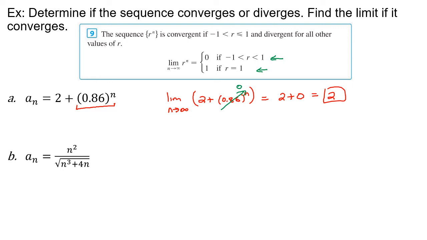On part B, that really doesn't apply up there. We can go back to what we were doing on the other ones, on the other page. The limit as n goes to infinity. We have an n squared on top, and on the bottom, we have the square root of n cubed plus 4n. On the top, our highest power is this 2.